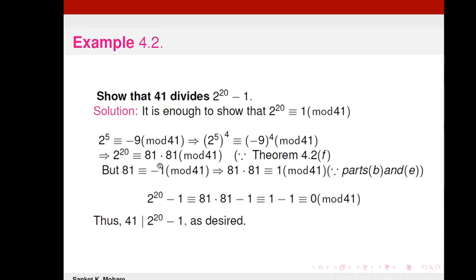So here 81 multiplied by 81 is congruent to what? 1. So we substitute the value here. This implies 2 raised to 20 is congruent to 1 modulo 41. This implies 2 raised to 20 minus 1 is congruent to 81 into 81 minus 1, which is 1 minus 1, which is congruent to 0 modulo 41. Thus 41 divides 2 raised to 20 minus 1, which shows that 2 raised to 20 is congruent to 1 modulo 41.